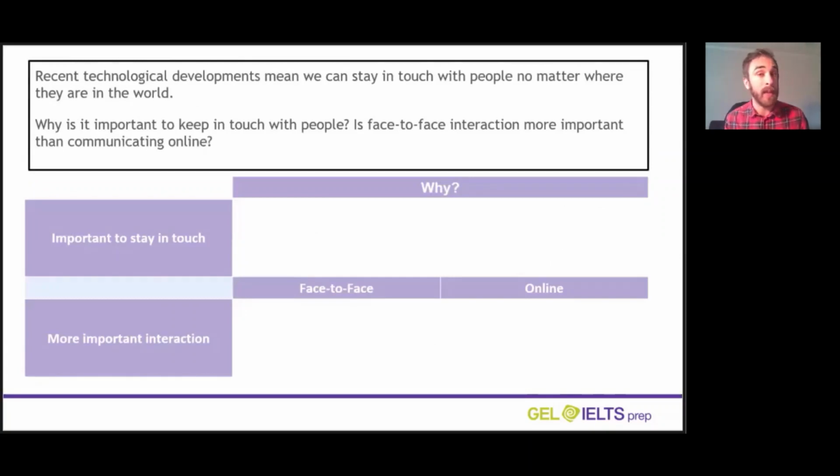Now let's do the same thing with the direct question essay type. Here, we're going to have two separate paragraphs to deal with those two separate questions, and we need to brainstorm ideas for both paragraphs. First of all, why is it important to keep in touch with people? I'm going to think of reasons why keeping in touch is important, useful, essential, why it's a good thing.